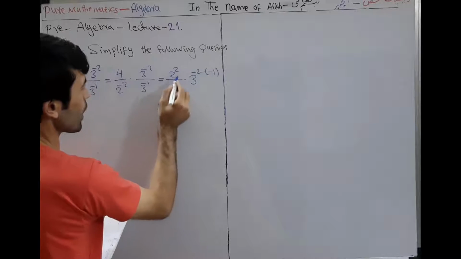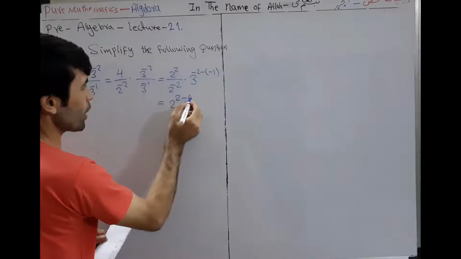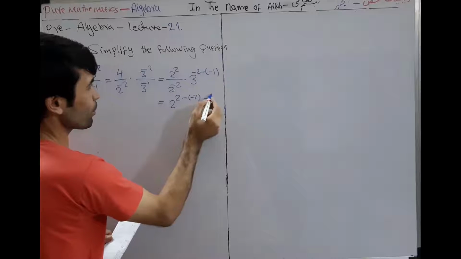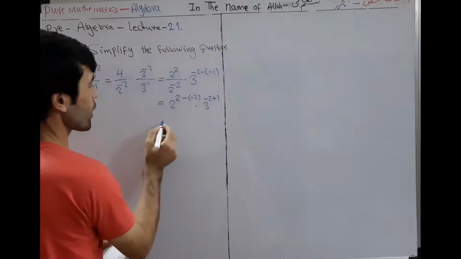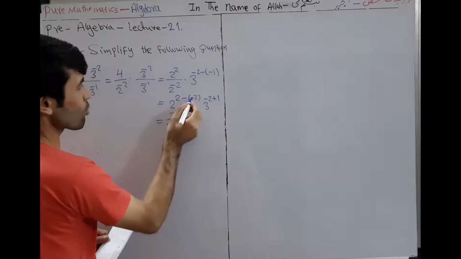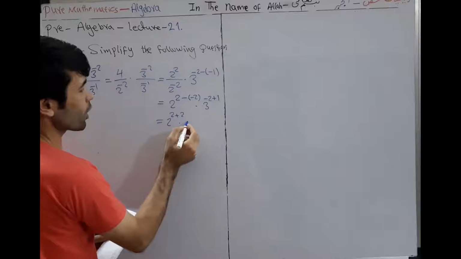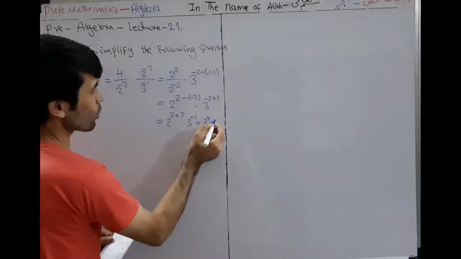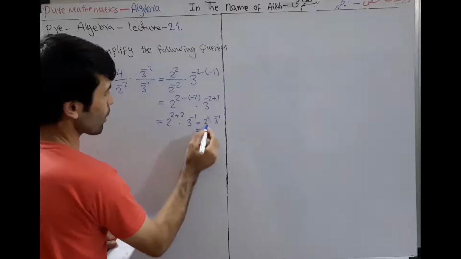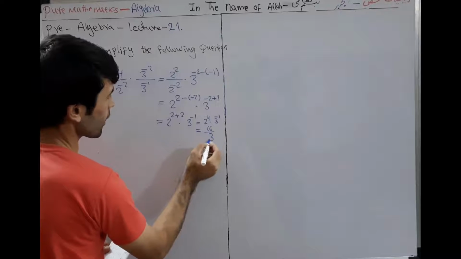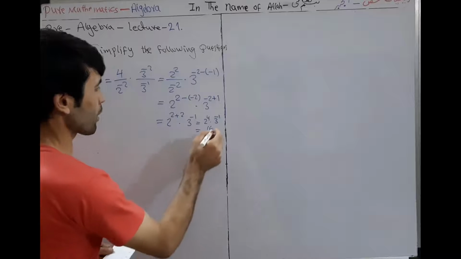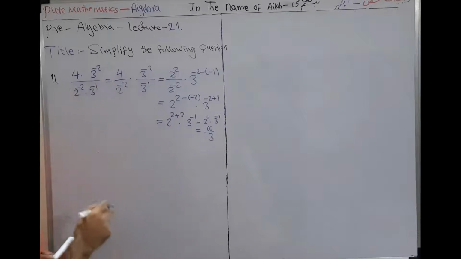We have the exponent of the numerator, 2 minus minus 2, into 3 to the power minus 2 minus minus 1, which is plus 1. It is equal to 2 to the power 4 into 3 to the power minus 1. It is equal to 2 to the power 4, 16, over 3. We take the inverse of 3 to the power minus 1, and we get 1 by 3.